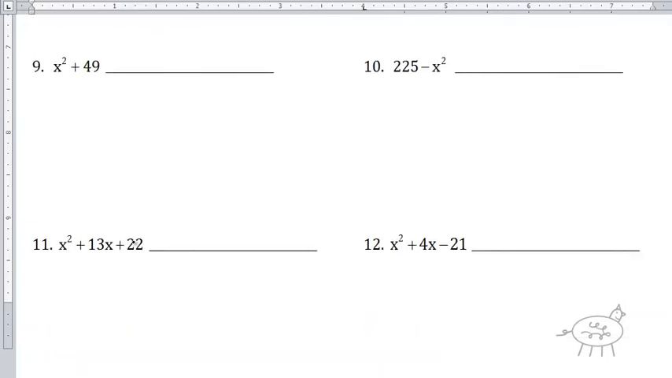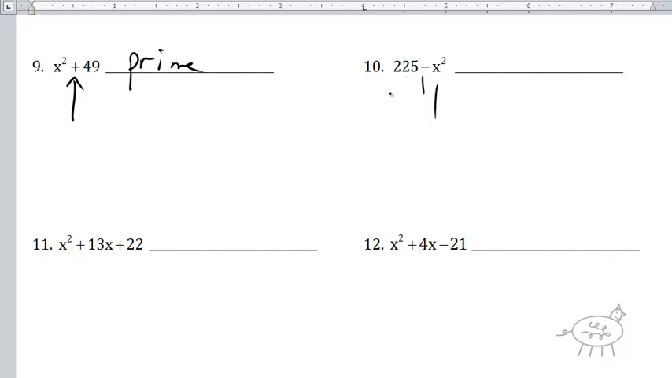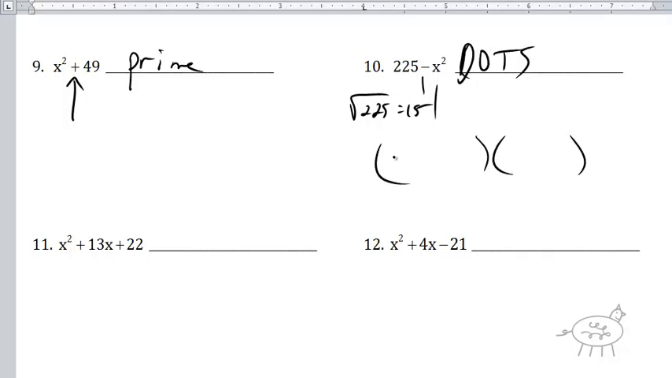x squared plus 49, can't do it because of the plus. So we say this one's prime. And that's a perfect square. And 225, if you're not sure, take the square root of it. The square root of 225 is 15. Okay, so let me just write, this is DOTS, difference of two squares. If I factor this, square root of 225 is 15 and 15, square root of x squared is x and x, and then plus and minus. Okay, pretty easy.